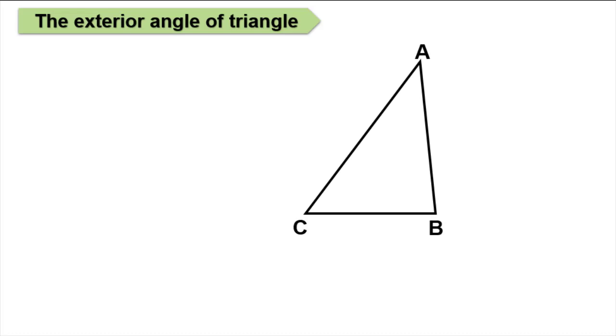Okay, now we will study the exterior angle of the triangle. If we have triangle ABC and CB is extended, where D is a point belonging to the extension of BC, then the angle outside the triangle is called the exterior angle.